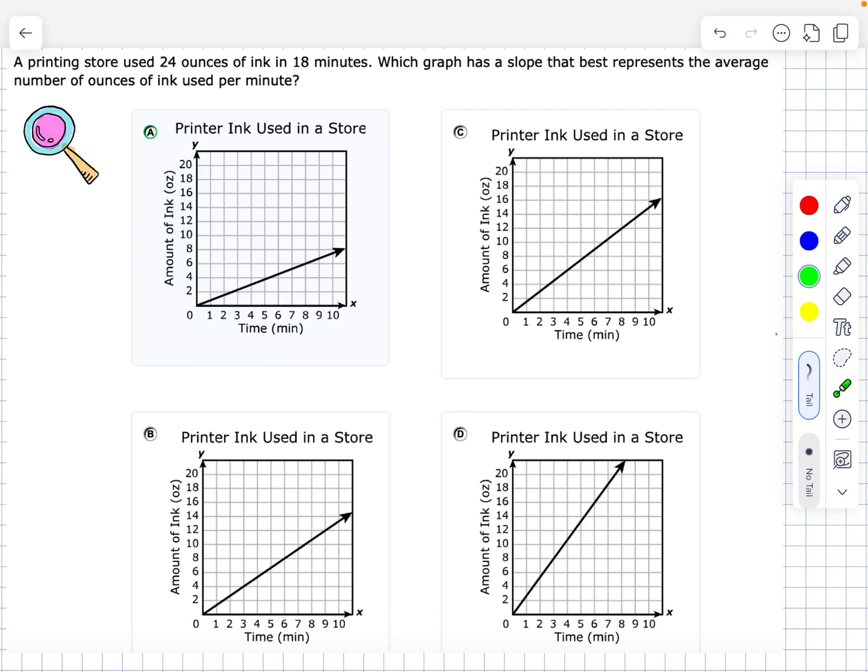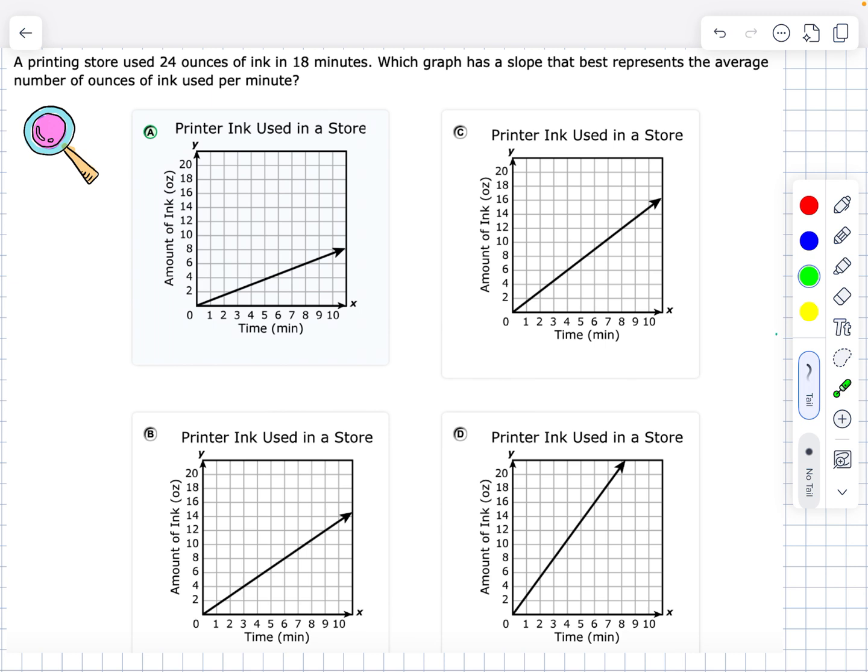All right, this one's kind of fun. A printing store used 24 ounces of ink in 18 minutes. Which graph has a slope that best represents the average number of ounces of ink used per minute?